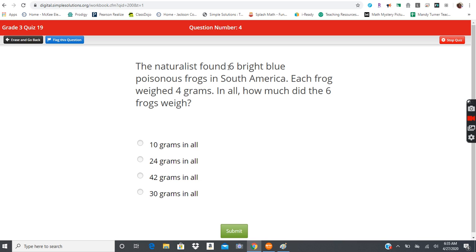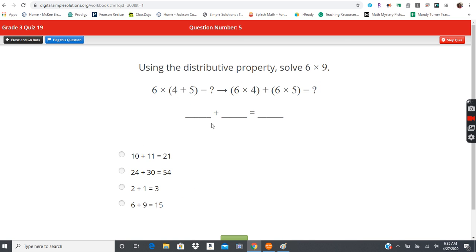The naturalist found 6 bright blue poisonous frogs in South America. Each frog weighed 4 grams. In all, how much did the 6 frogs weigh? So if I have 6 frogs and each of them weigh 4 grams, then I'm going to count 6 times 4. And 6 times 4 is 24.